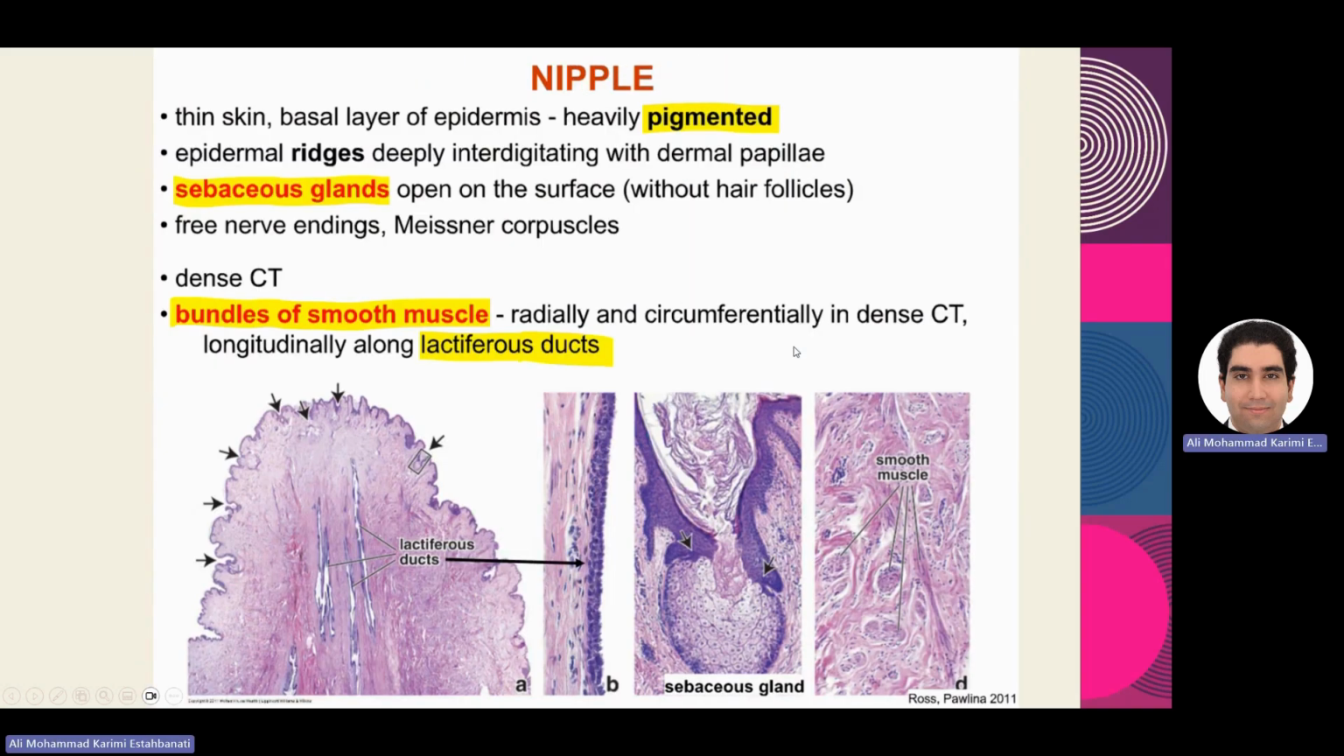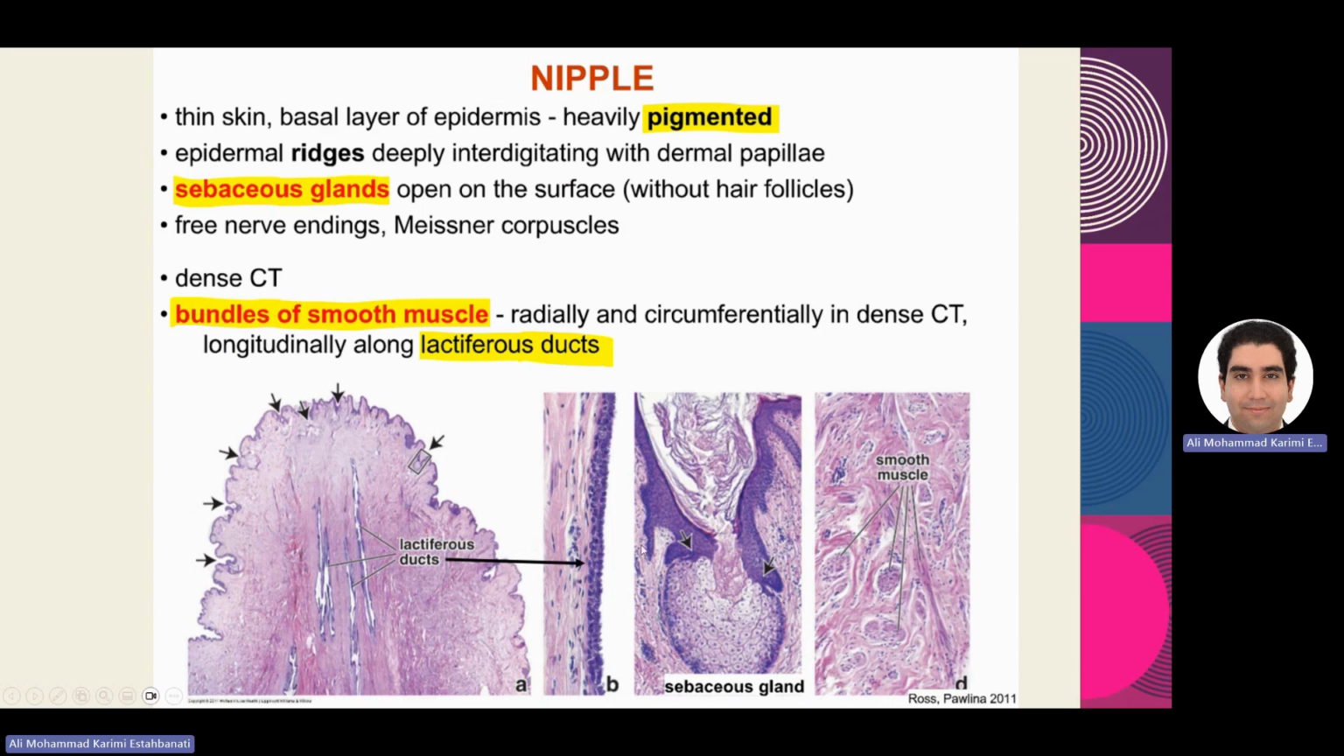Now, for the nipple, personally, I would remember that the nipples are epidermal ridges. They are heavily pigmented. They have sebaceous glands, and they have bundles of smooth muscle around them, around the lactiferous ducts, which when the oxytocin comes, basically get contracted and cause ejection of the milk. Nice. And obviously, sebaceous glands are also present.